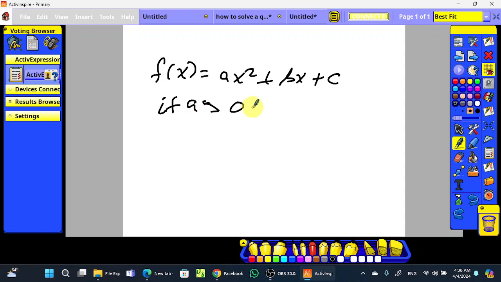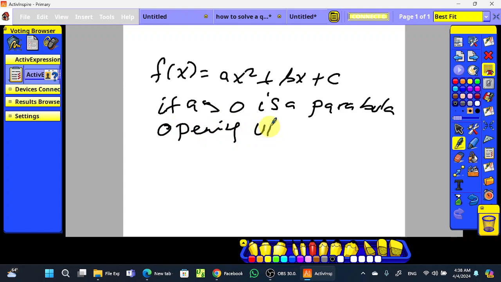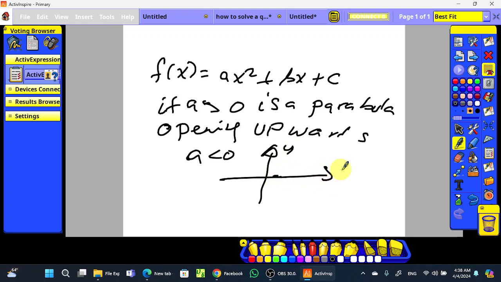This is a parabola opening upwards. What about if a is less than 0? It's going to be a parabola opening downwards. This is the y-axis. Well, this is the x-axis. This is the 0, 0. So this is the minimum point, the maximum point of our graph.